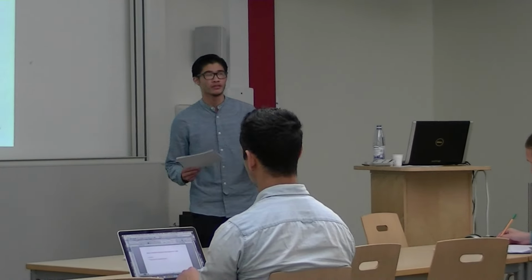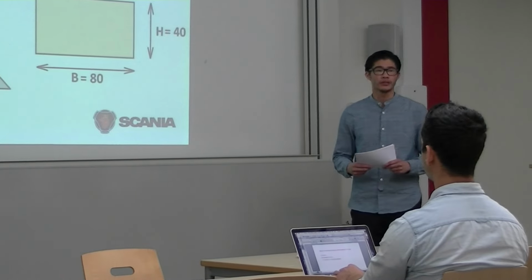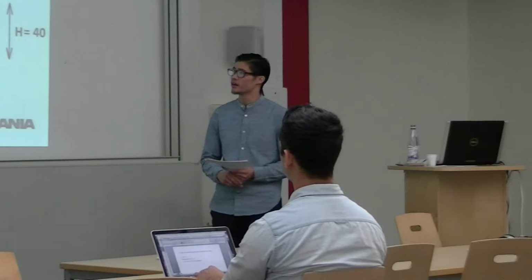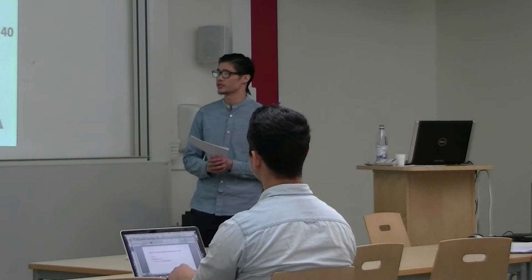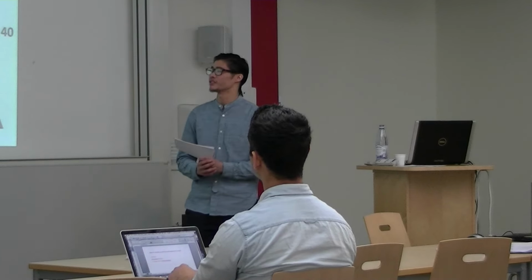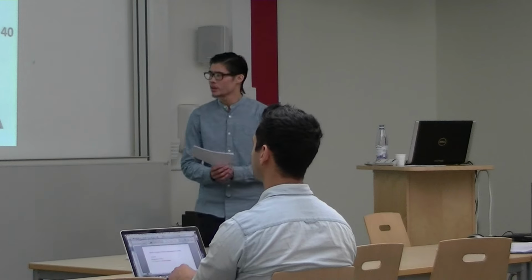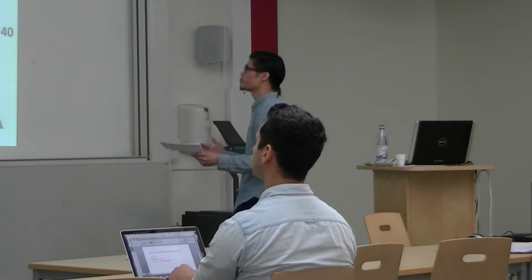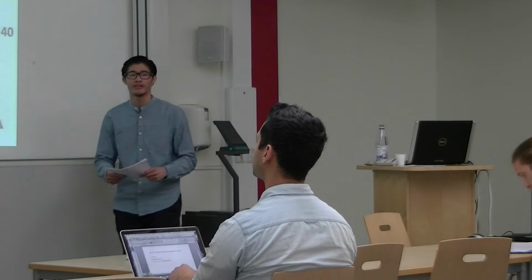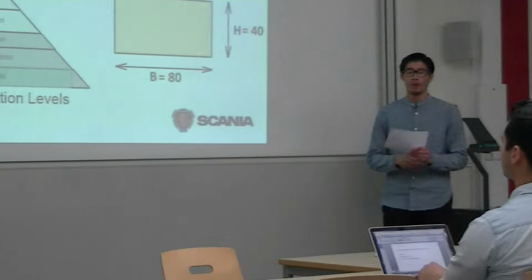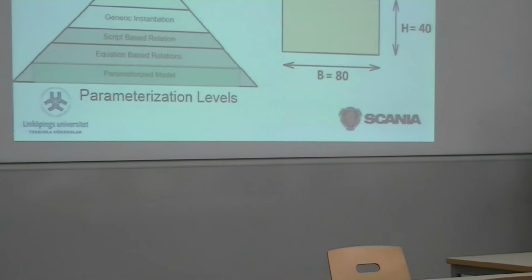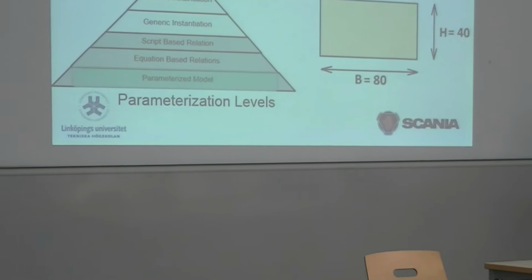Moving on to my theoretical framework, I started by looking at how parameterization is defined and how different levels or different manners of parameterization are categorized. And as you can see, a model is actually parametric as soon as it doesn't have a static output. Instead, it can be modified geometrically with the help of user-defined parameters.